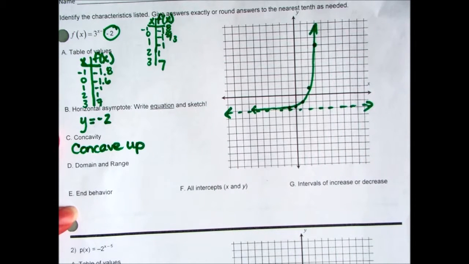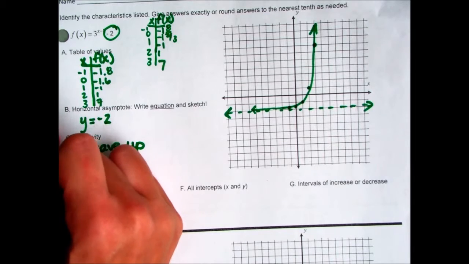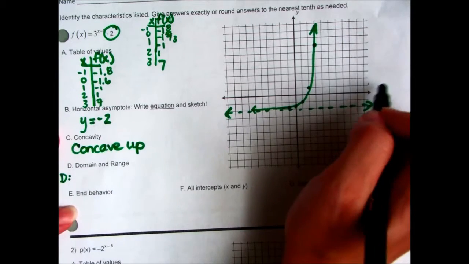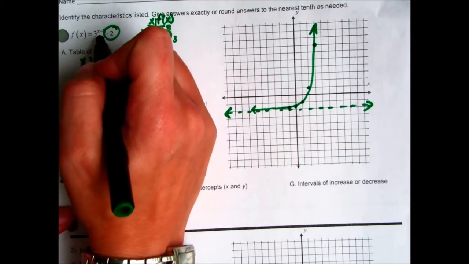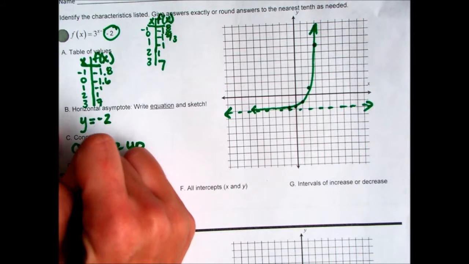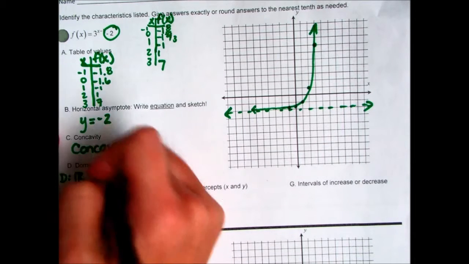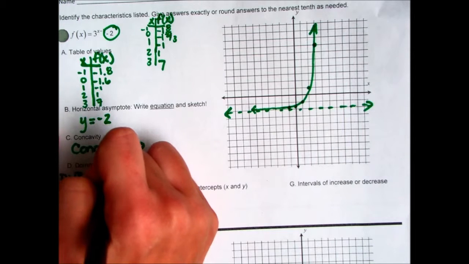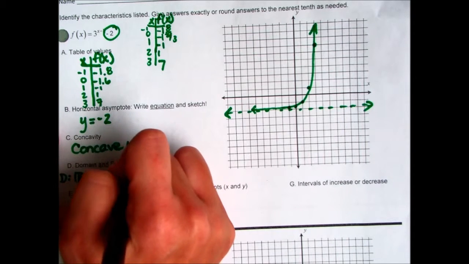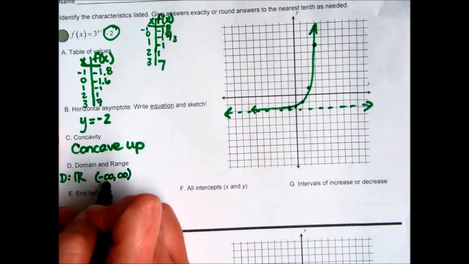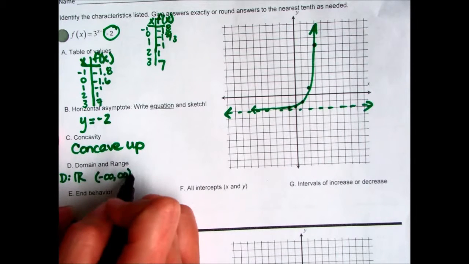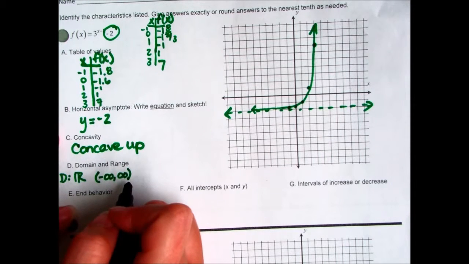The domain and range. Well, let's talk about the domain. The domain can be any possible value for x. We can plug in any x we want into this initial equation. So we could say it as all real numbers, or we could say it in interval notation. The farthest number to the left to the farthest number to the right. Negative infinity to positive infinity. Make sure you put curved brackets on both of those to say it continues on.